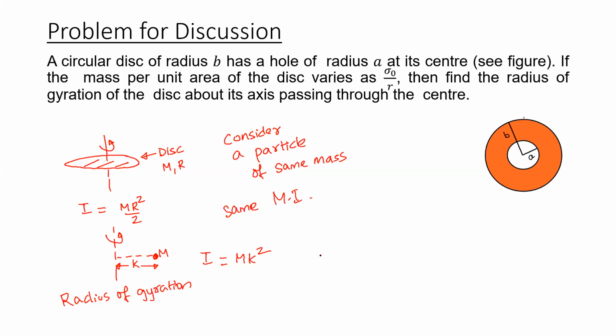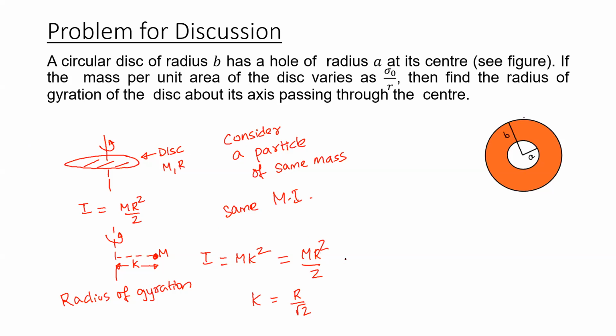You understand? So that means for this disk, what is the radius of gyration? I want the same moment of inertia. So if I take a particle, I'll try to place it at a distance of r by root 2. In this case, that will be the answer. You understand? So try to use this concept and then get the answer for this problem.